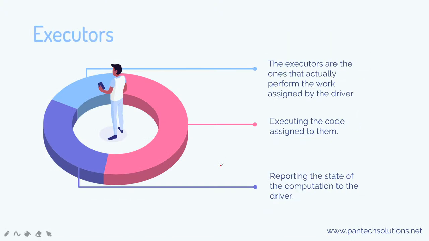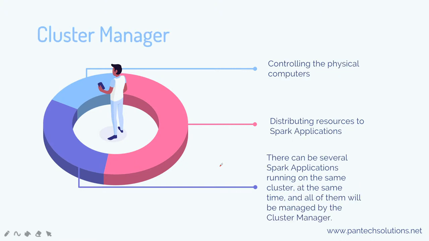And then we have executors. The executor is the actual performer, which executes the code you assign; the task you assign will be executed automatically. And then there is the cluster manager. The cluster manager controls the physical computers which will execute the data. That is the use of the cluster manager.